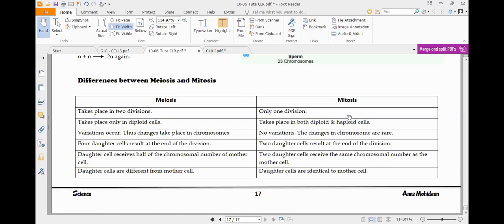The number of chromosomes will be equal in mother cells and daughter cells in mitosis. And in meiosis, daughter cells are different from the mother cell. That's correct, right? But in mitosis, they are identical to the mother cell because the number of chromosomes is the same, so they are similar to the mother cell. So these are the differences between meiosis and mitosis. I hope you all have understood the lesson we have done today.